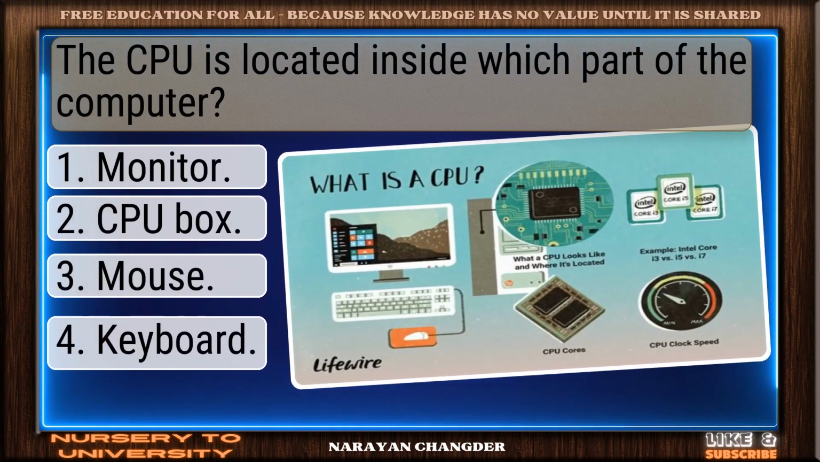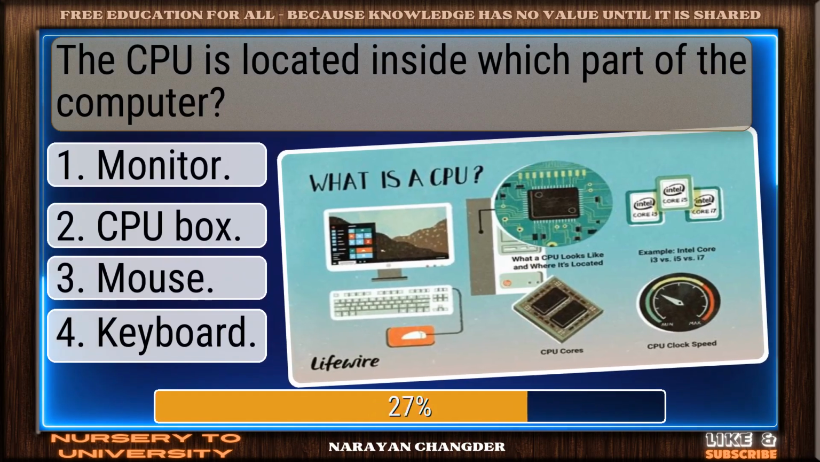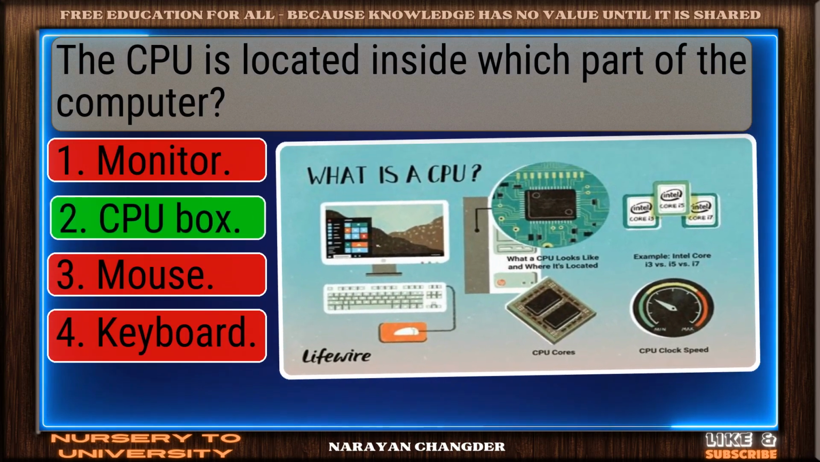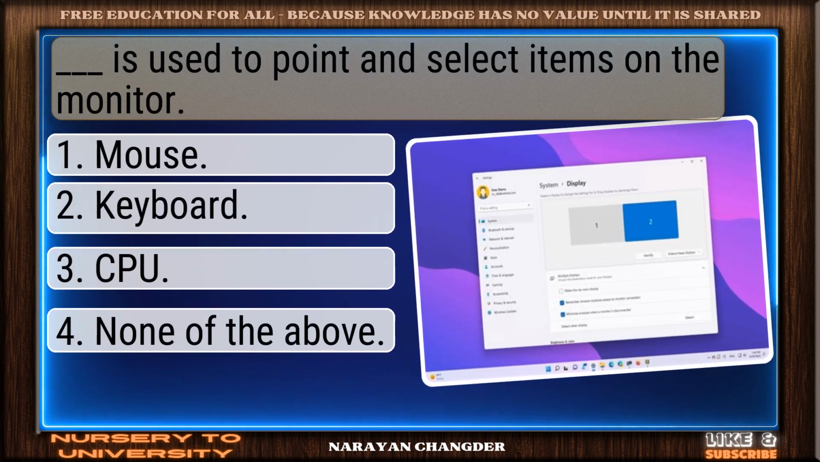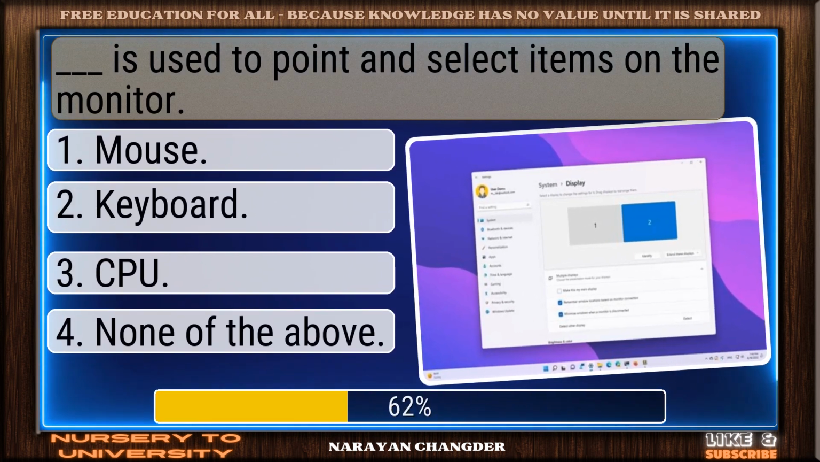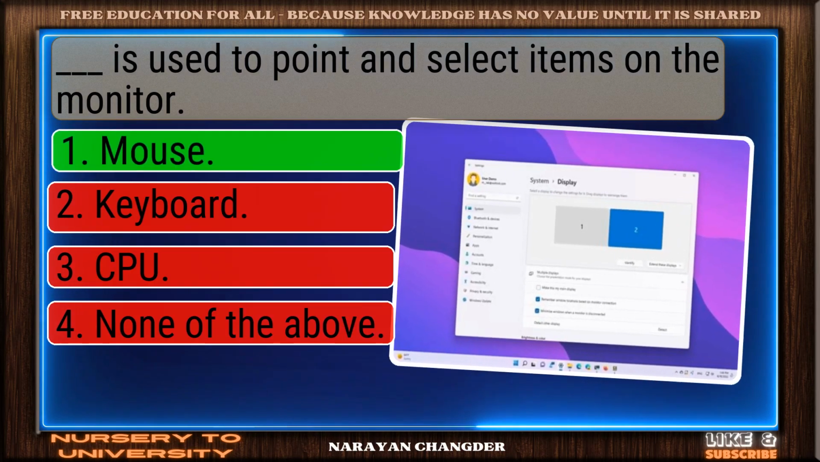The CPU is located inside which part of the computer? Valid point. CPU box is true. Dash is used to point and select items on the monitor. Smart pick. Mouse is correct.